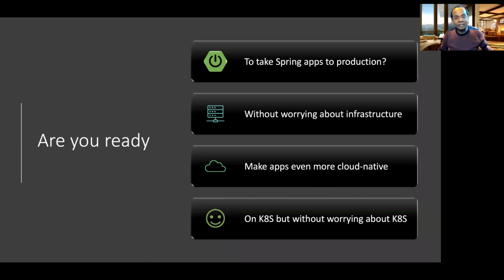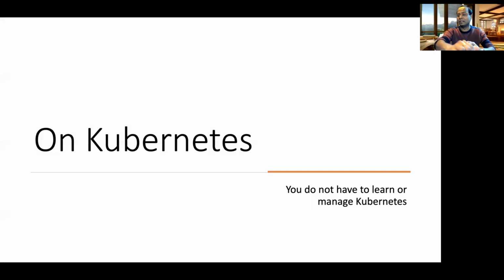Are you all ready to take Spring Boot apps to production without worrying about infrastructure or Kubernetes? Yeah, no, I really struggle with Kubernetes rollouts. I have to learn a lot of things: pod scheduler, YAML, how to operate them all. I really want to use Kubernetes without having to manage it. Can you show me how this is possible?